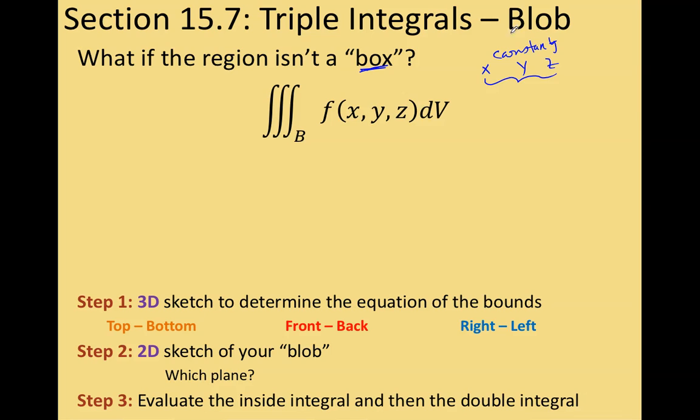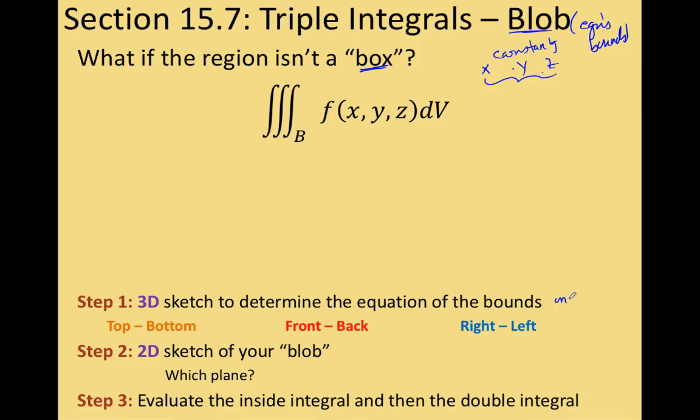You don't have a nice little prism or rectangular prism. You've got a blob, right? So that means you have some equations for your bounds. Whereas if you have a box with x, y, and z all constants for your limits, you have all straight edges. So what if that's not so? It's going to be really important, even as poor a job as you may do, and you can't do any worse than me, that you try to make a 3D sketch so that you can determine the equations of the bounds.